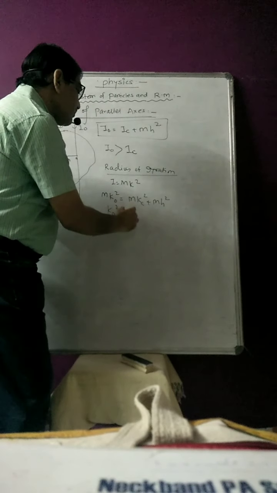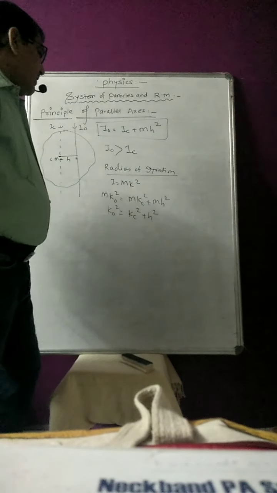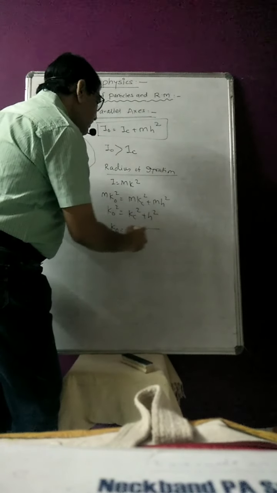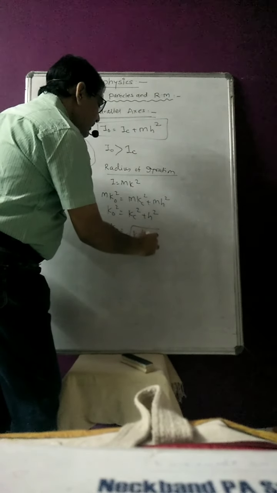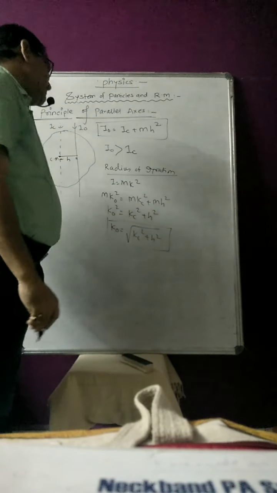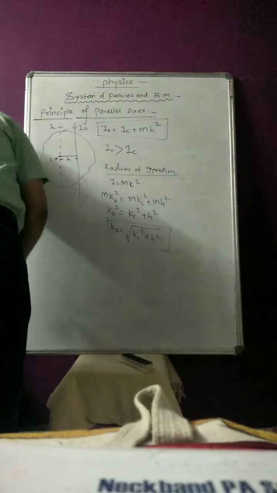then your equation becomes k0 square is equal to kc square plus h square. Or we can also say that k0 is equal to under root of kc square plus h square. So this is the radius of gyration about any axis, and we are able to find it by using this term.